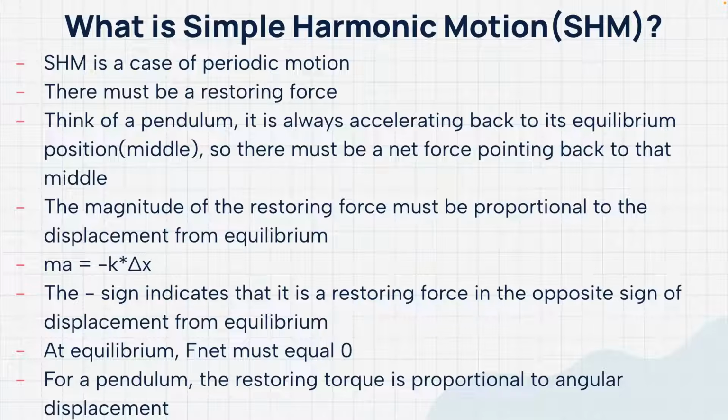So on a spring, ma is equal to minus k times the change in x. The net force is equal to the spring force, which is equal to minus k change in x. And the negative sign indicates that it's a restoring force in the opposite direction of displacement from the equilibrium. So that means the restoring force and acceleration point towards the center, the equilibrium position. And at equilibrium, F net must be equal to 0, because change in x equals 0. And for a pendulum, it's the same as in the spring. At the center, there's no net force. And for a pendulum, the restoring torque is proportional to the angular displacement.